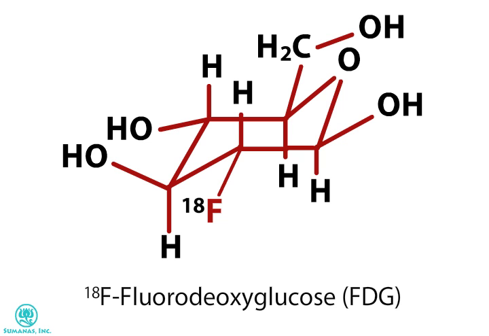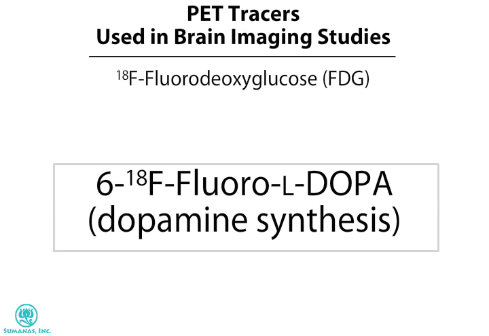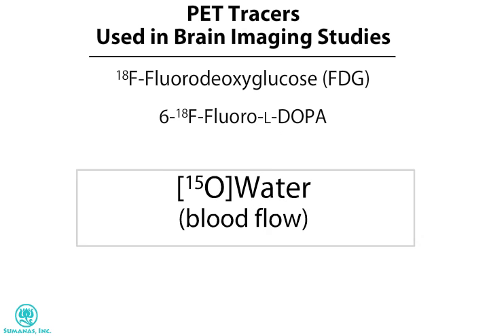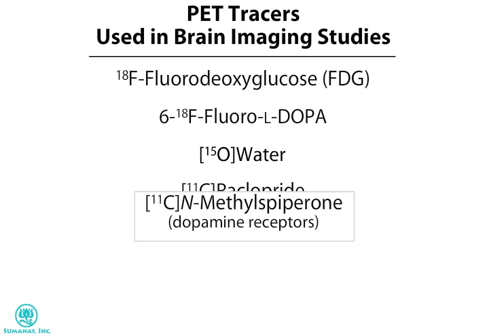Because fluorine-18 can be substituted for hydrogen or hydroxyl groups in chemical compounds, it can be attached to a wide variety of molecules. For example, F18-fluoro-L-DOPA is often used to study dopamine synthesis in the brain. Other commonly used positron emitters include oxygen-15, carbon-11, and nitrogen-13.